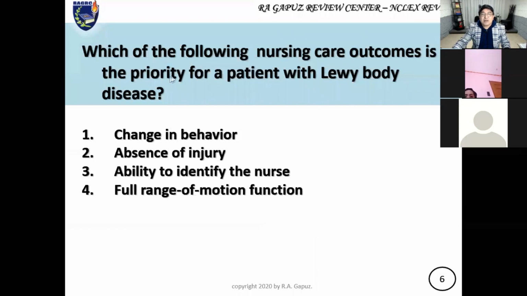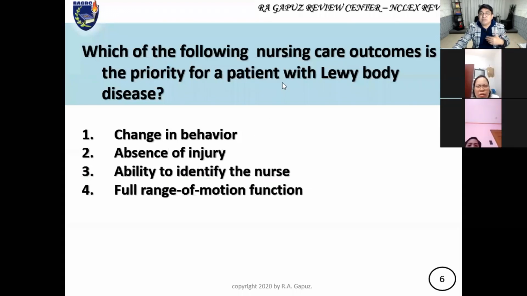Which nursing care outcome is a priority? In other words, an outcome is a result of your intervention. So we are looking for an indicator that your intervention worked. That is what the question is asking you to do. Will it just be a change in behavior? Are we dealing with the main problems with Lewy body disease? Could it just be absence of injury, which could be an indication of safety of the patient? Or could it be ability to identify the nurse or a full range of motion function?